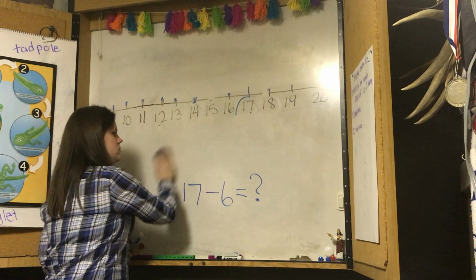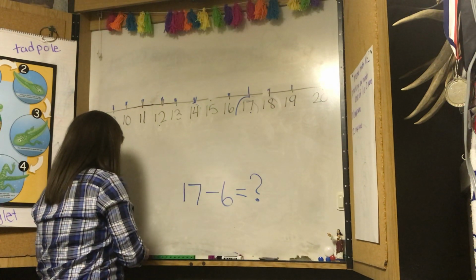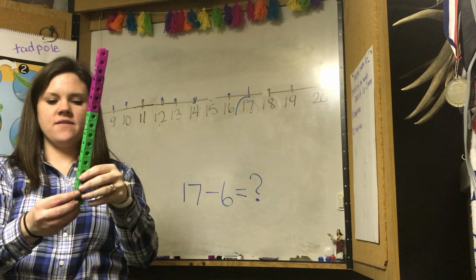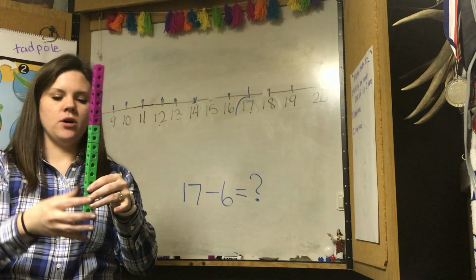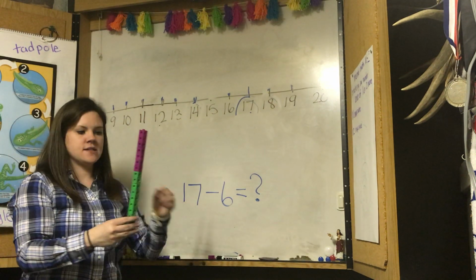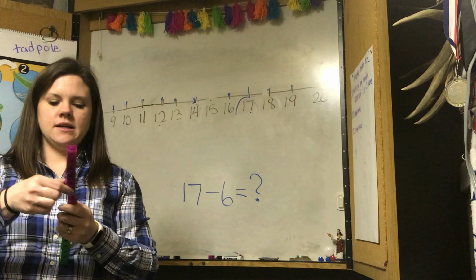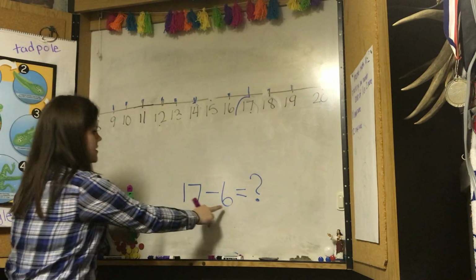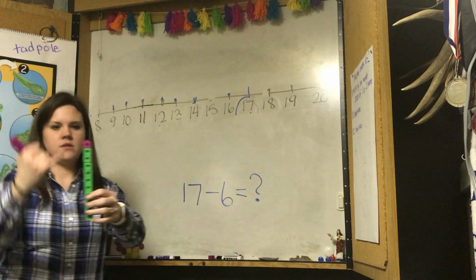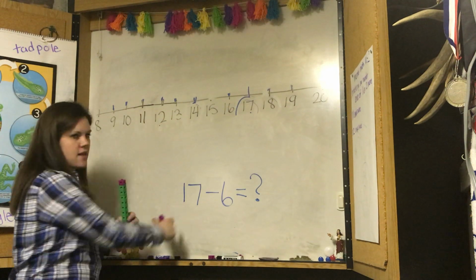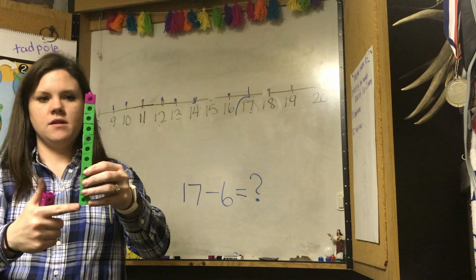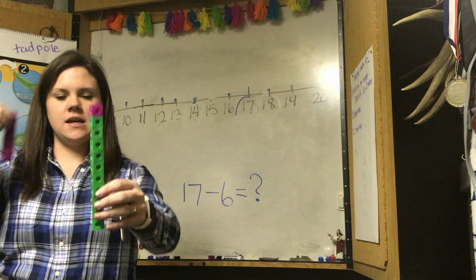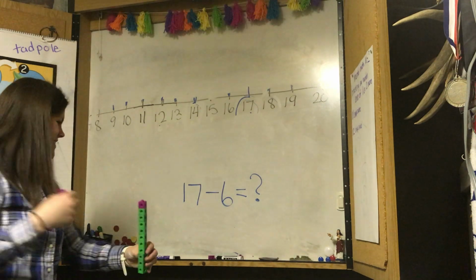Well, if I have 1, 2, 3, 4, 5, 6, 7. Here's 17, right? I know it's 17 because I have 10 greens and 7 purple. I'm going to take away 6. I know 7 take away 6 is going to leave me with 1, right? If I'm taking away from that 1's place. 6 is 1 less than 7. And that 10's is going to stay there, right? So I still have my 10 and I have a 1. So 17 take away 6 is 11.